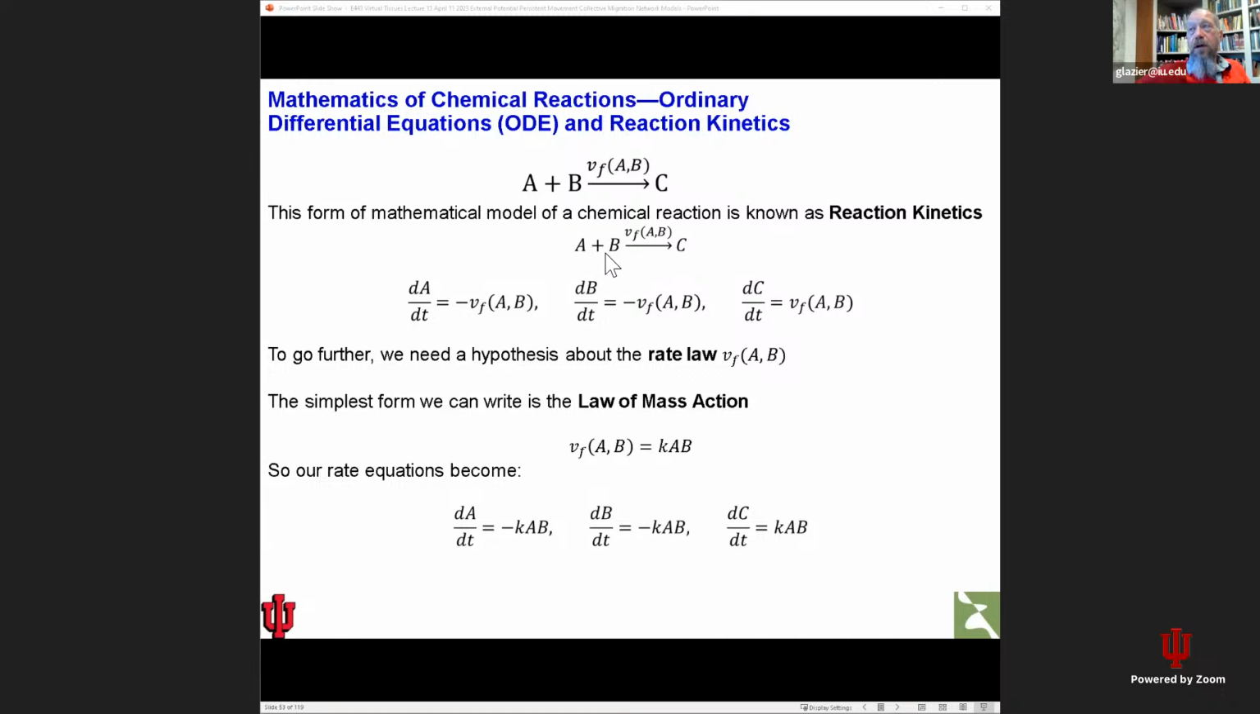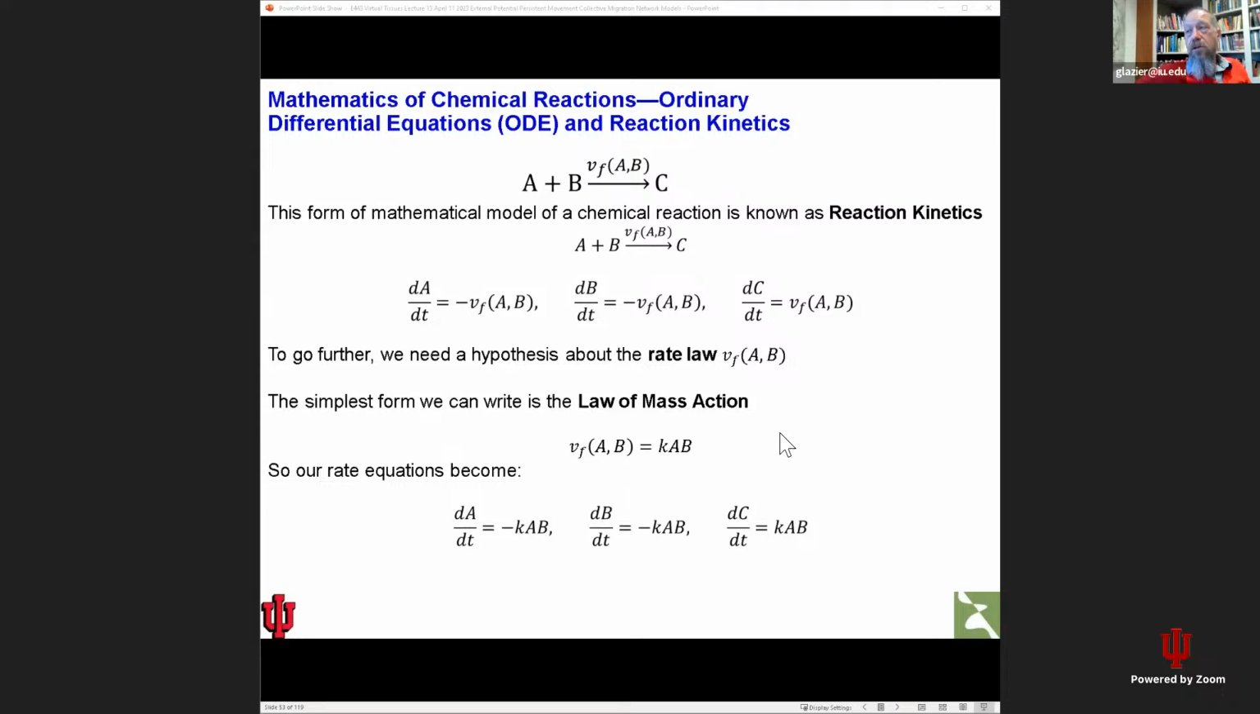The single arrow diagram, A plus B goes to C, implies that there's a rate of change of the concentration of A, a rate of change of the concentration of B, and a rate of change of the concentration of C, all governed by the rate law that sits on that arrow. In this case, A is destroyed and B is destroyed and C is created. And for every molecule of A and B I destroy, I create one molecule of C. To go any further, we need to have a hypothesis about what the form of that rate law is.